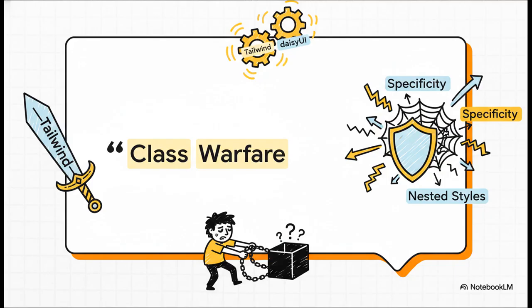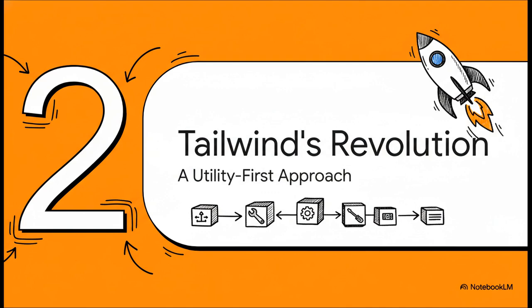It's that feeling of literally fighting against your own code, wrestling with specificity, and trying to override styles that are buried deep in your style sheet. It's a battle we've all been in. And this is the exact problem that Tailwind CSS was built to solve. It came on the scene with this revolutionary utility-first approach that honestly completely changed the game.